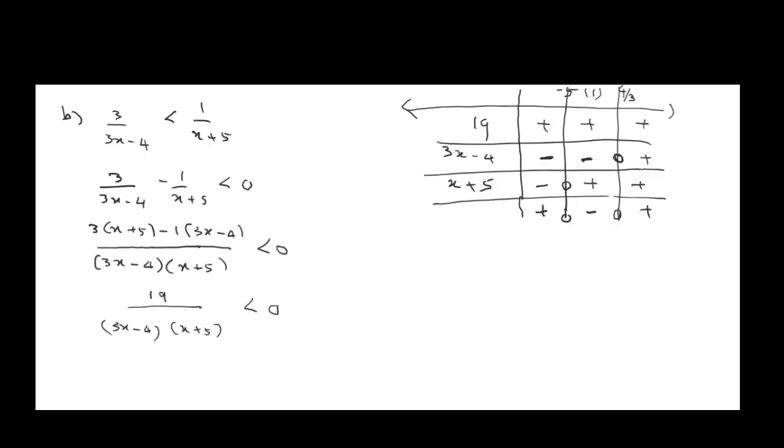So here we want to have the conclusion negative because it is less than 0. So that means our answer lies in the second interval. So the conclusion for this is x is located in the interval -5 to 4/3.